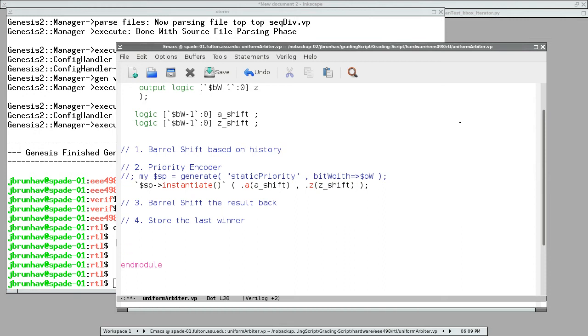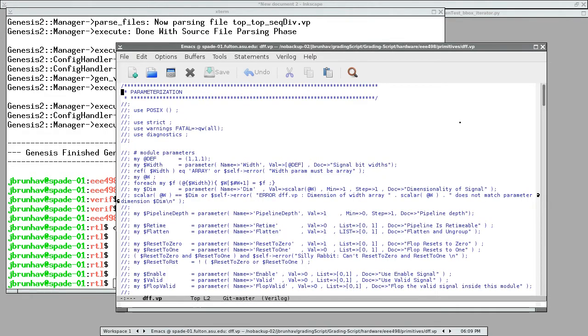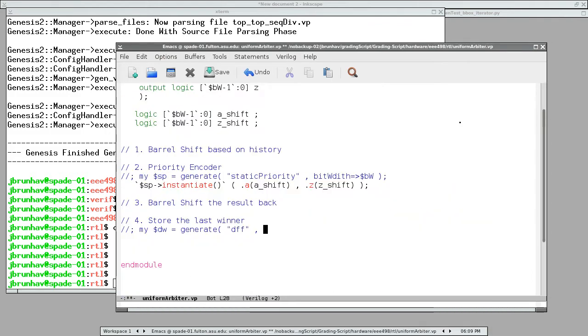And then we want to store the last winner. So this is another easy one to do. My dollar DW generate DFF, and then I always forget, it is width with a capital W.